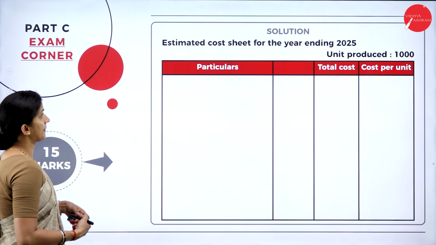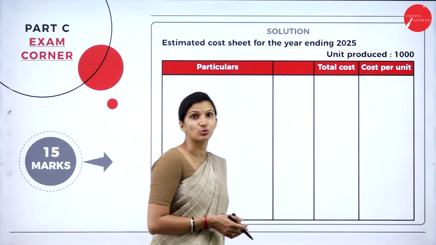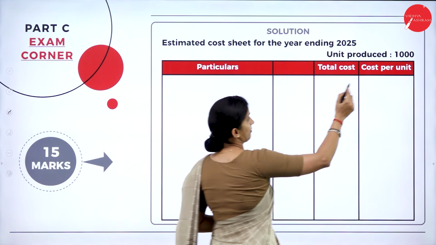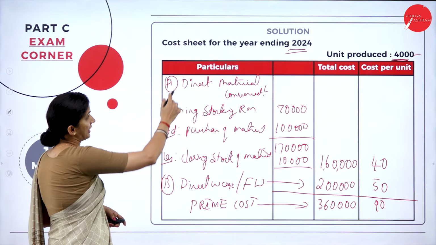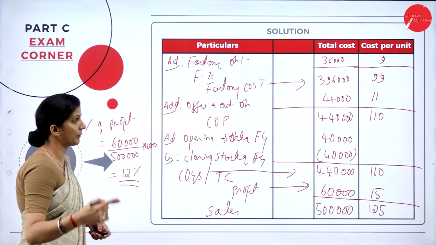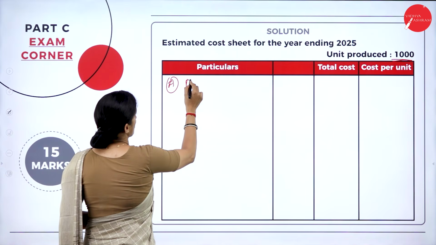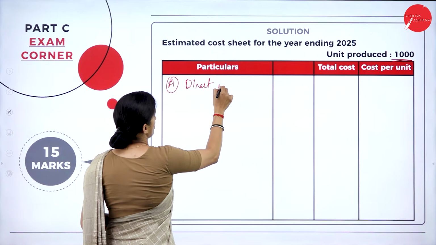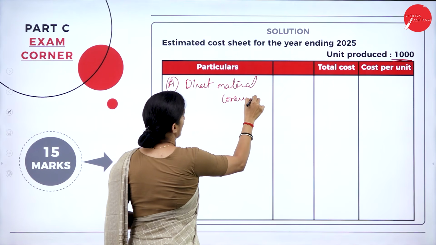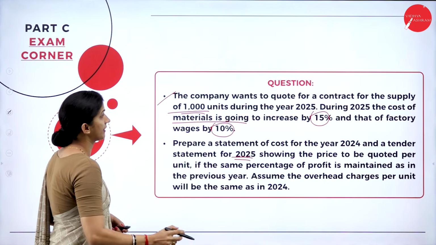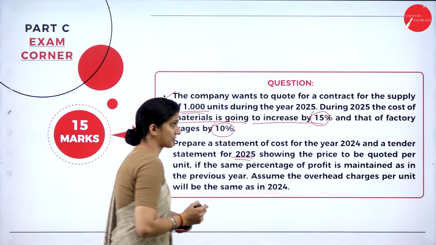Next, based on that same cost sheet, we will prepare one estimated cost sheet for the year 2025. And the number of units produced is 1000. You will have the same elements when we prepare the estimated cost sheet also. So the first one, we have direct cost, direct material consumed. For that, it is clearly given, the cost of material will increase by 15%.